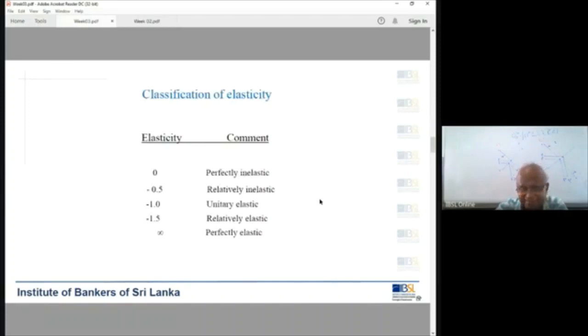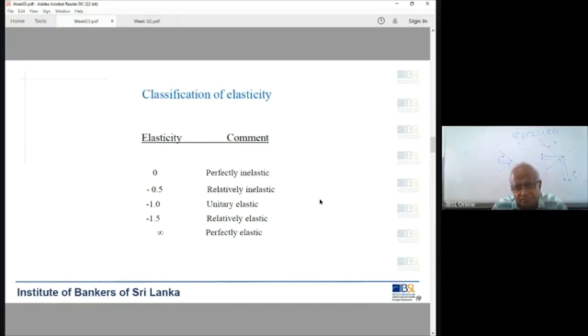Unitary elastic. Price increases by 1%, quantity demanded decreases by 1%. Price decreases by 1%, quantity demanded increases by 1%. That is called unitary elastic.